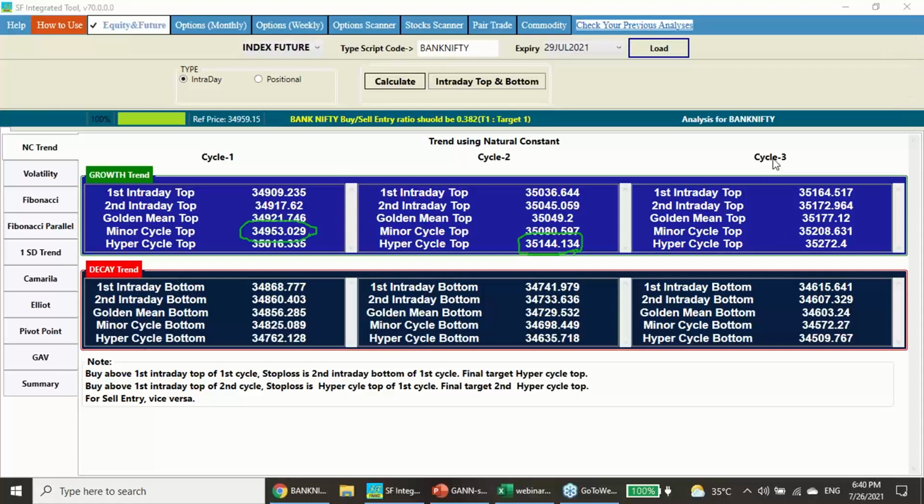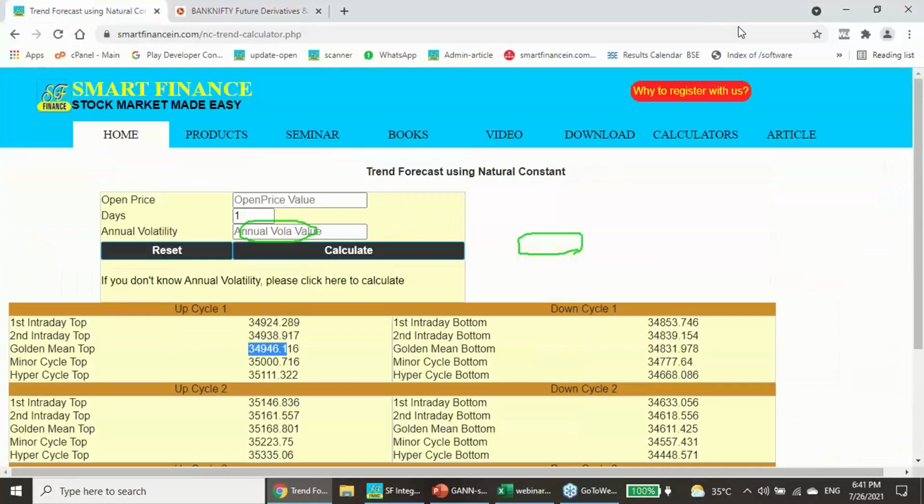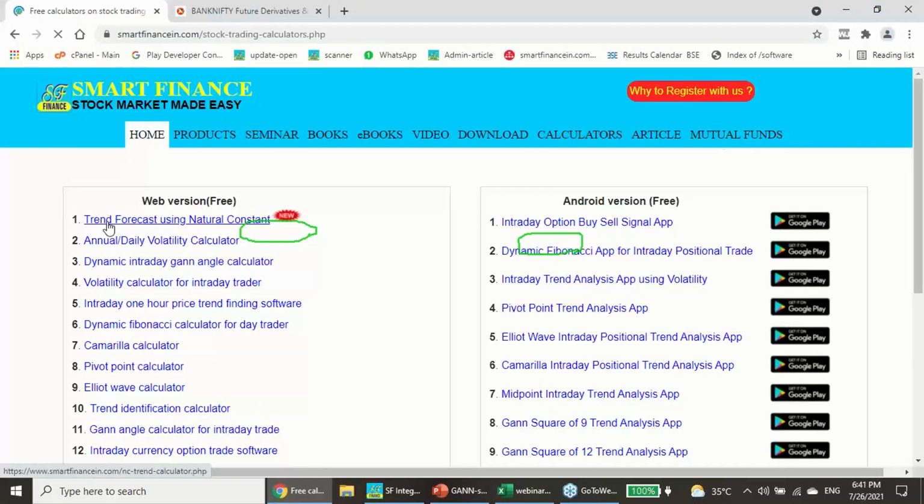I have given you the documents on this particular subject in the handout section. You can download and read through what is being done. If you can calculate in Excel, you can do it. If you cannot calculate in Excel, use the web calculator. Just visit our website, visit the calculator link. The first one, trend forecast using the natural constants. The first one you hit here.